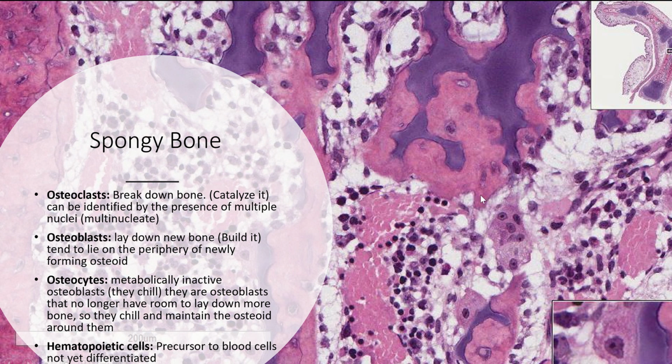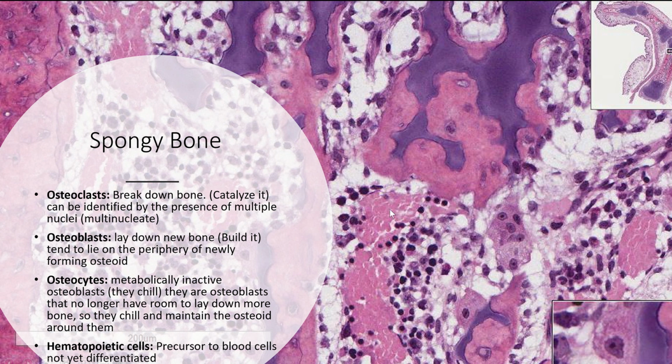And if an osteoclast comes and breaks down all this bone and releases this osteocyte, it can reconvert itself back to an osteoblast and start laying down new bone. Okay, but once they're trapped in there, they just kind of chill. And then the other thing that is in the spongy bone, right, we said this is the site of hematopoiesis.